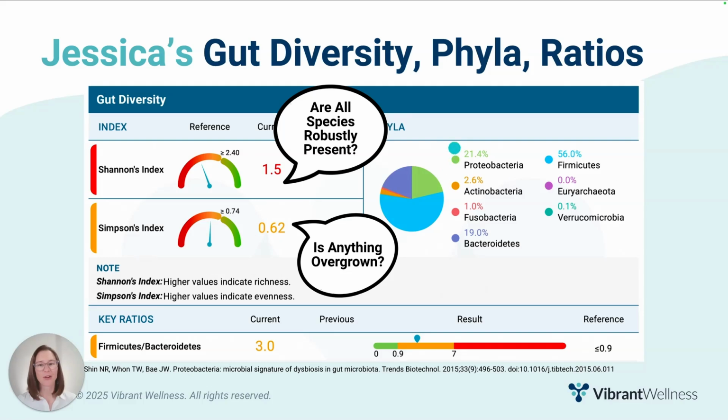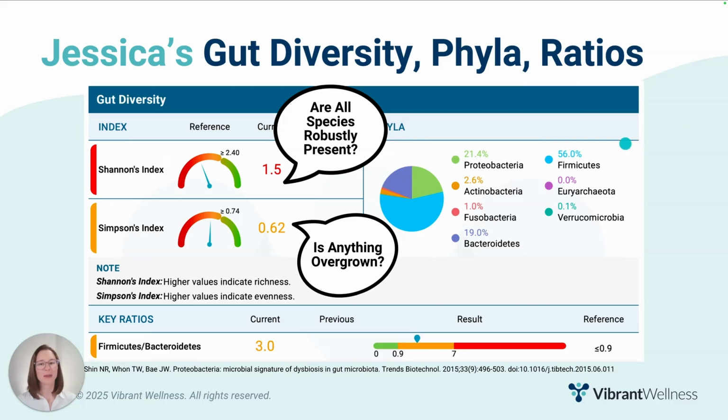And if I look over at the phyla distribution on the right, I see there is definitely an overgrowth of proteobacteria. Proteobacteria, as you know, is a phyla that houses the gram-negative bacteria that produce the endotoxin LPS. According to the 2015 article cited here, proteobacteria should be less than 10% and ideally 5%, and she is at 21.4%. Holy moly. So that is quite a bit of proteobacteria in Jessica's microbiome.